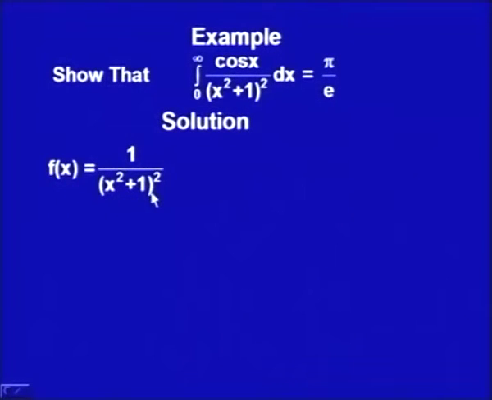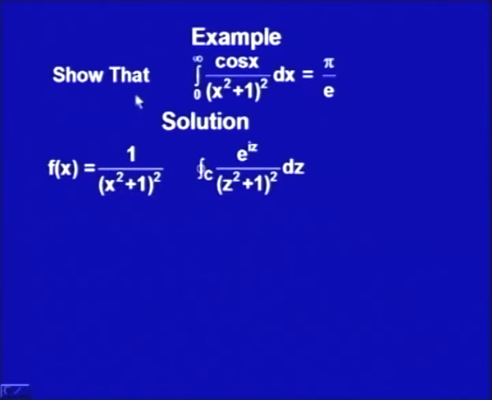Certainly, x square plus 1 has the roots plus or minus i. So, we would have the double roots plus i and minus i. So, this is not having any real roots. So, all the conditions are being satisfied.